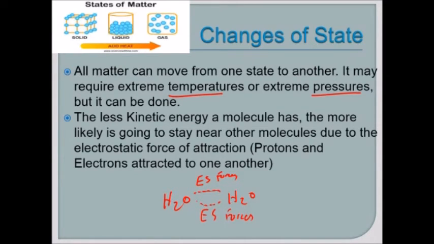However, if I start raising the amount of kinetic energy and these things start moving quickly and far away from one another, these electrostatic forces will break, and all of a sudden I've got a liquid if they're moving a little bit faster, and you get a gas if they're moving a lot faster. And this happens when I change their kinetic energy, and in order to do that, I have to increase their temperature.